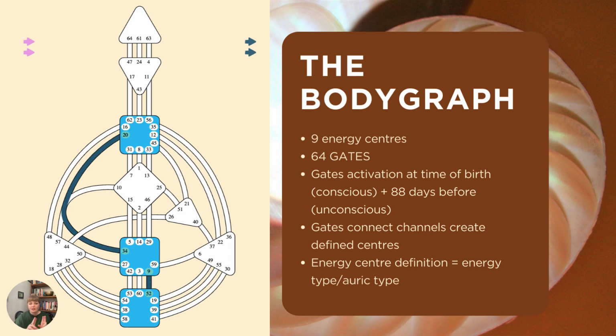Again, we touched on this in the last session. Here we have an example where gate 34 in the sacral is connecting up to gate 20 in the throat. So that's creating a channel, which is a defined channel, and it's now creating the definition between those two centers. So those energy center definitions, depending on what is defined in your chart, are what will give us the energy type or the auric type.